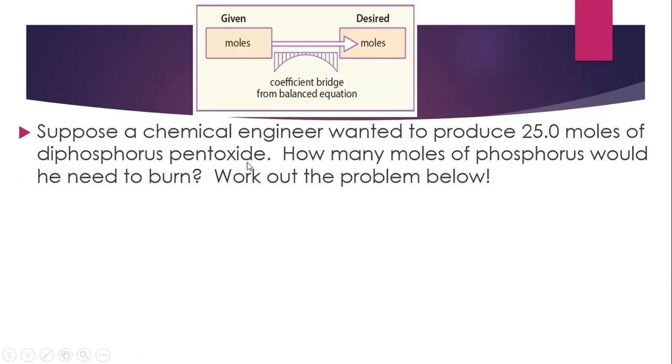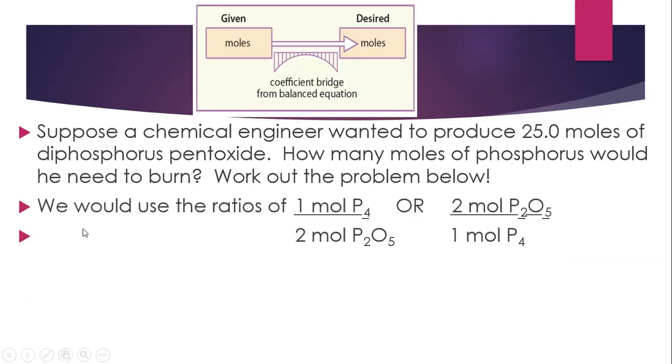Okay, suppose a chemical engineer wanted to produce 25 moles of diphosphorus pentoxide. How many moles of phosphorus would he need to burn? And you're going to work out this problem on your notes. So we would use the ratios, okay? There we go. Okay, so I have the little formula here.